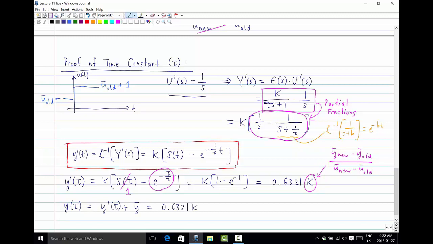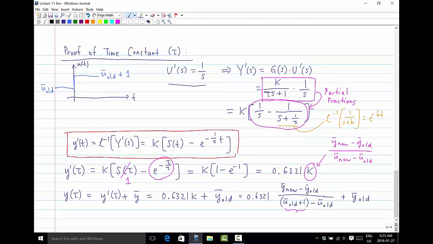Therefore, when t equals tau, the value of the function equals 63.21% of the steady state gap between the old and new steady states of the output minus the old steady state of the output.